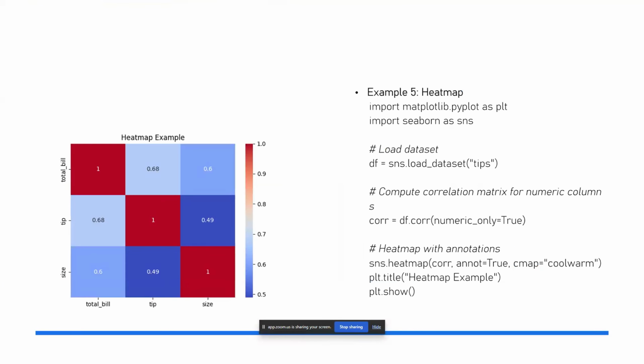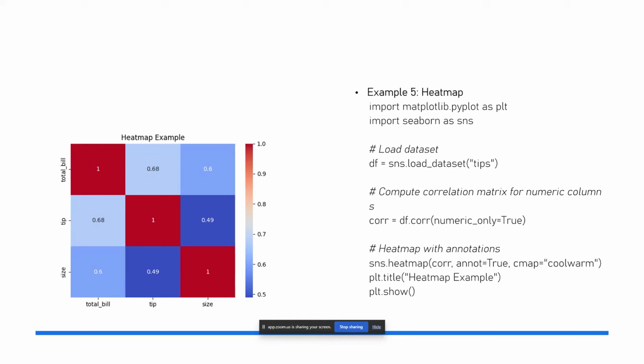Okay, now heat map. A heat map is a type of chart that shows values in a table as colors. It is useful for visualizing patterns, trends, or correlations between variables. So in this example, we use Seaborn to create a heat map. As usual, we load the dataset, and then the line corr equals df.corr(numeric_only=True) calculates the correlation matrix for the numeric columns. This shows how strongly each pair of numeric variables is related.